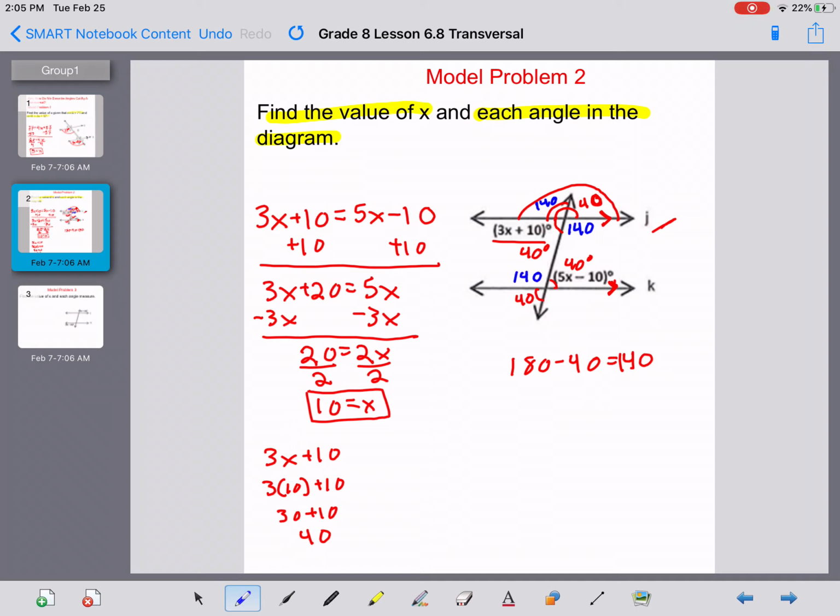Based off of corresponding angles, this angle and this angle are corresponding, so that is 140. And then vertical angles are congruent, so this angle is also 140.